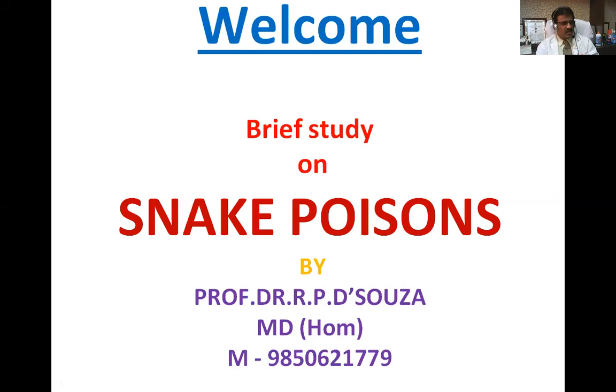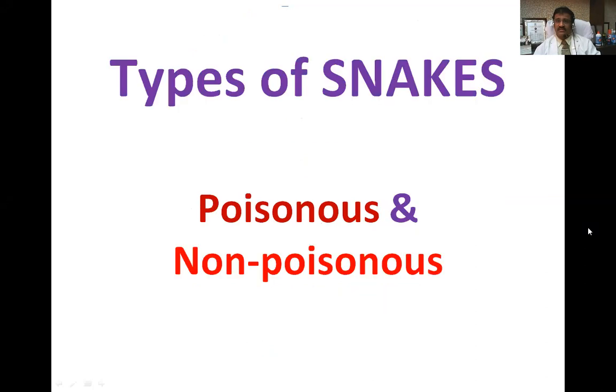Snake poisons are one type of animal poisons. We have studied scorpion poisons and cantharide poisons so far under the chapter on animal poisons. Today we will study snake poisons.